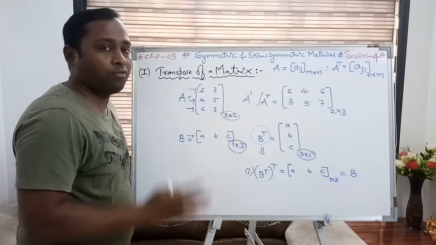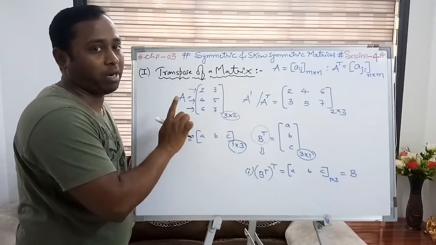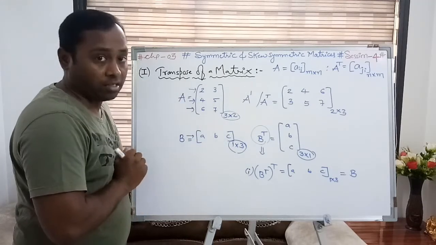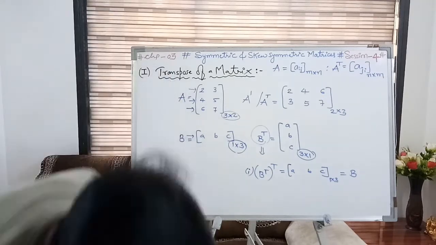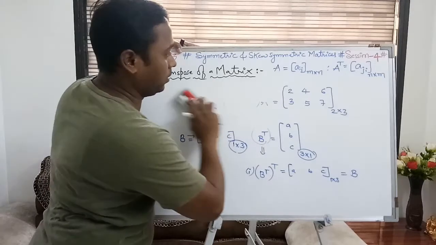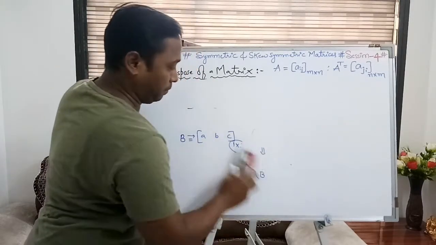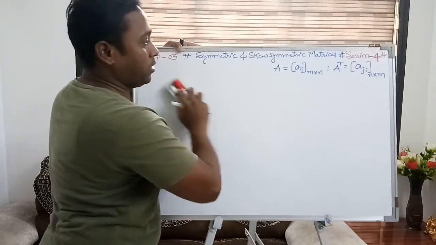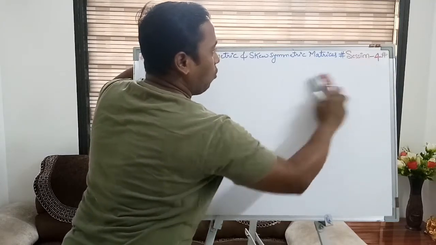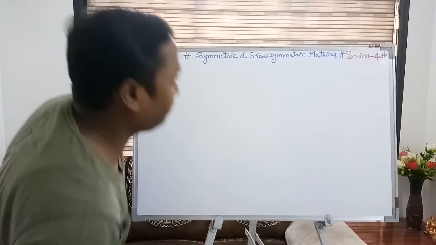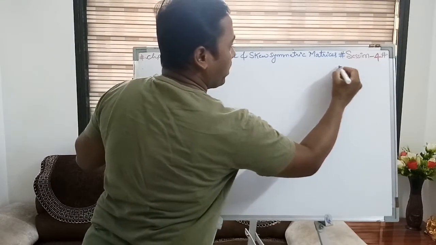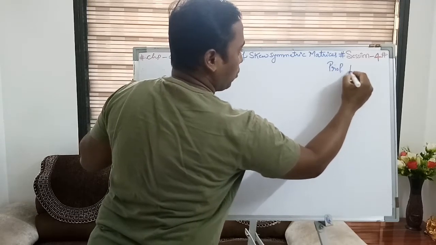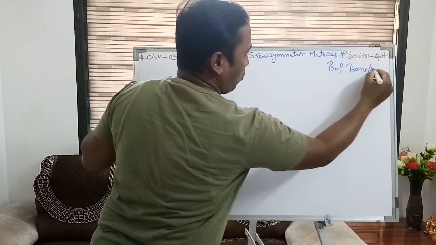Now we are going to list four important properties of the transpose of a matrix, which are very useful to prove standard results further. So now I am just writing the four properties. The important properties of the transpose of a matrix.